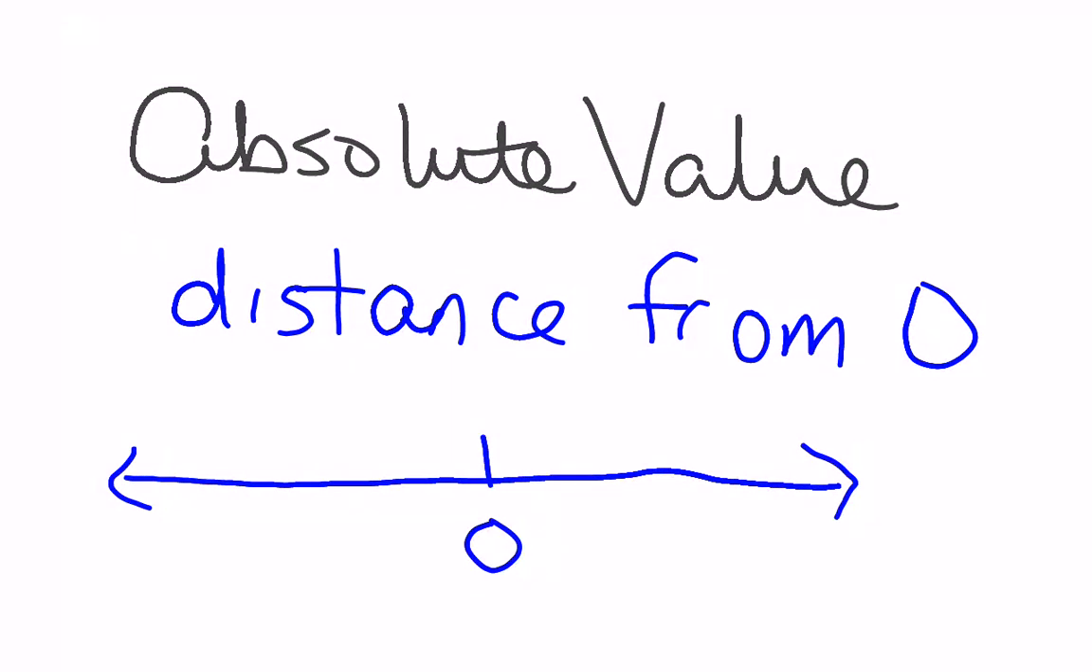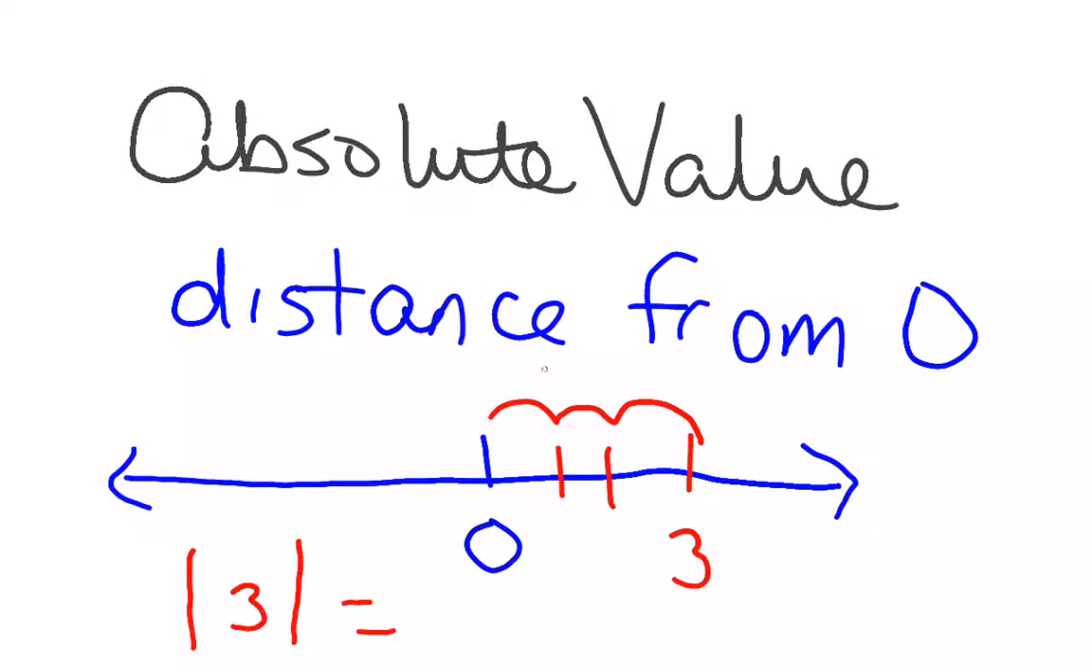So if I were to have this number here, 3, I'm looking at the absolute value of 3. Now, absolute value symbols look like parentheses, but they are straight looking parentheses. They're not curved at all. And so the absolute value, again, is the distance from 0. So if I'm looking for the absolute value of 3, that means how many spaces away it is from 0. So 1, 2, 3. There's 3 spaces from 0. So the absolute value of 3 is 3.